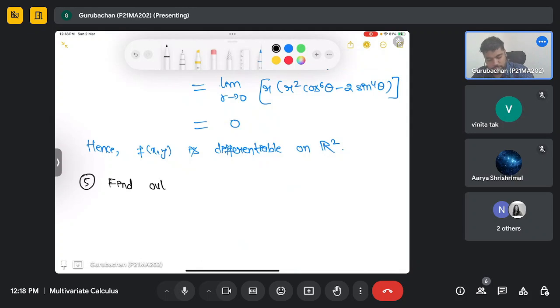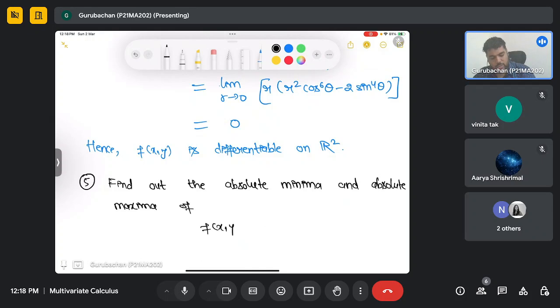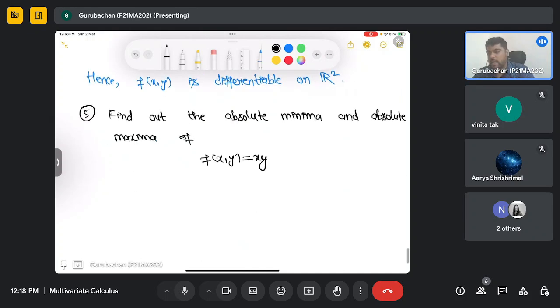So find out the absolute minima and absolute maxima of f(x, y) = xy on the line segment x = 2t and y = t + 1, where t is from minus 1 to 0. Let me rewrite this, minus 1 to 0.